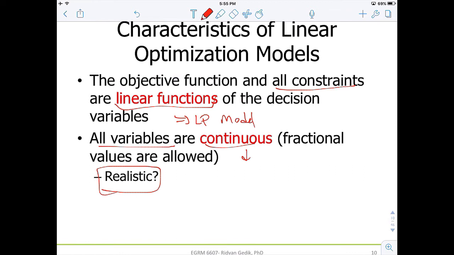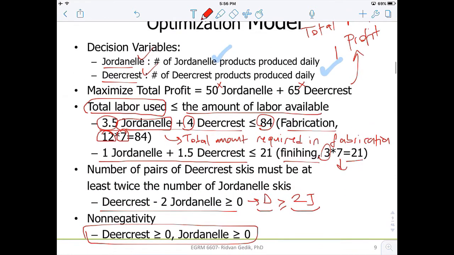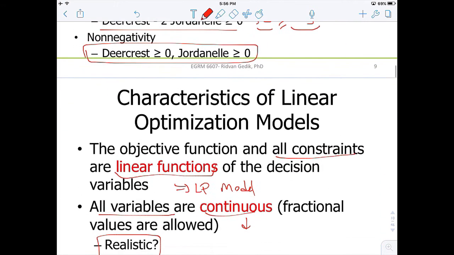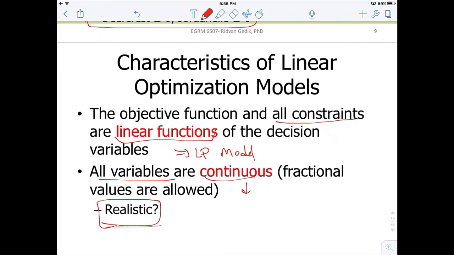So should all of my decision variables be continuous, meaning that they can take up fractional values? Well, let's go back to the ski company example, where we defined our decision variables as the number of journal products and the number of Tiercraft products, right? So what does it mean to have fractional values for these products? Let's assume that Tiercraft's models at the optimal solution is 3.5. What does this really mean? Can I have 3.5 skis? I simply cannot. So therefore this is not really a realistic assumption.